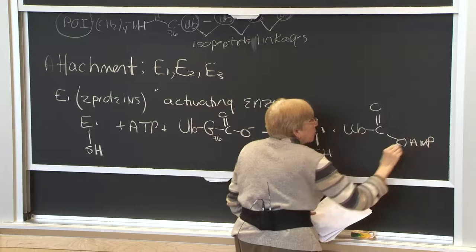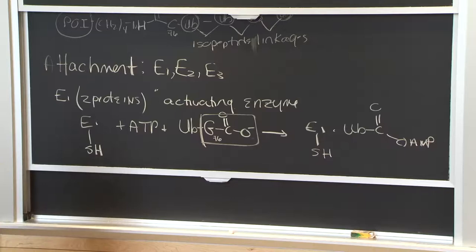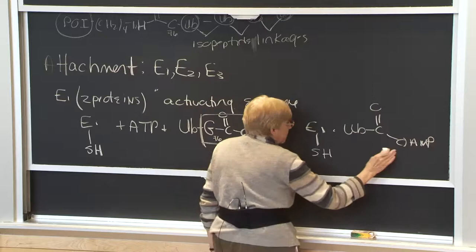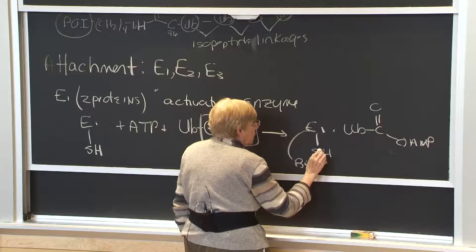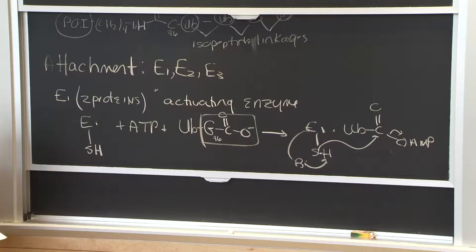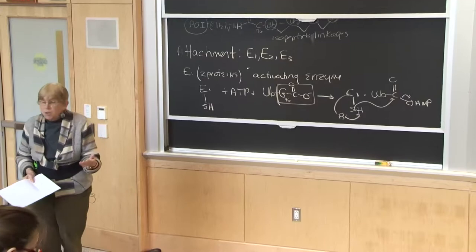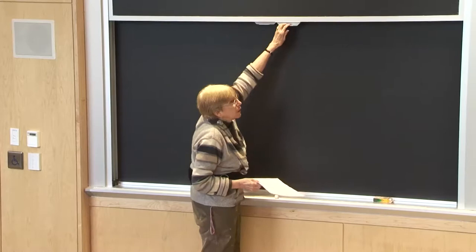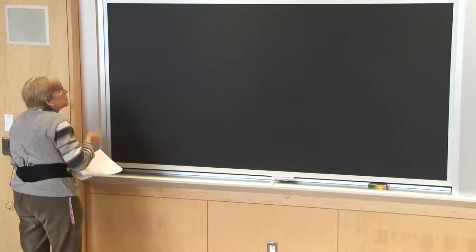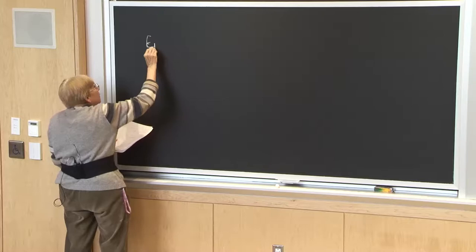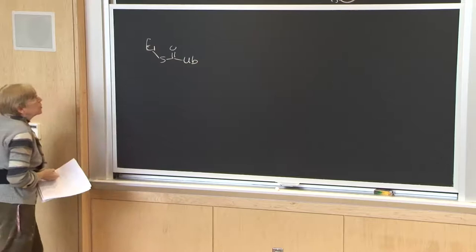Just remember this so I don't have to keep writing it down. The G is always attached to the C terminus of ubiquitin. Now this is activated, and so you have a base. You never do any chemistry with a thiol. And so one then forms a thioester by nucleophilic attack on the carbonyl. So what one ends up with in the first step is ubiquitin attached covalently to E1. Let me put that up. Again, all of this is written down in your handouts. So what we have now is E1, where we have S attached to ubiquitin. So that's the activating step.